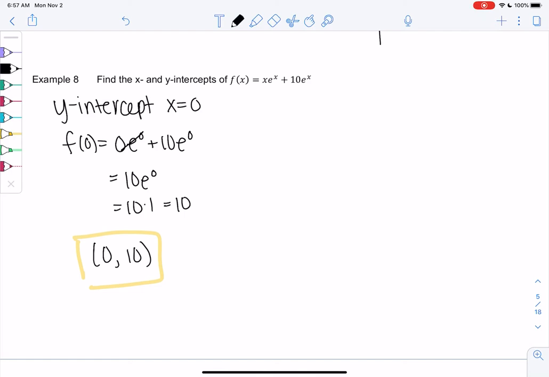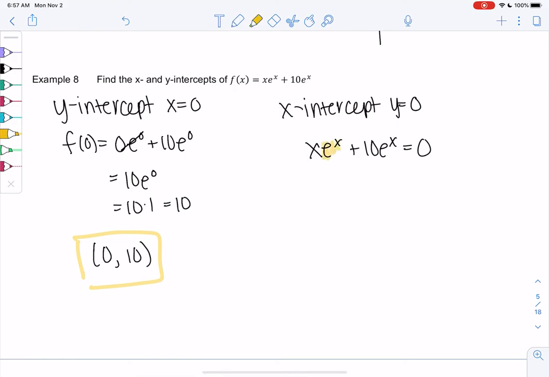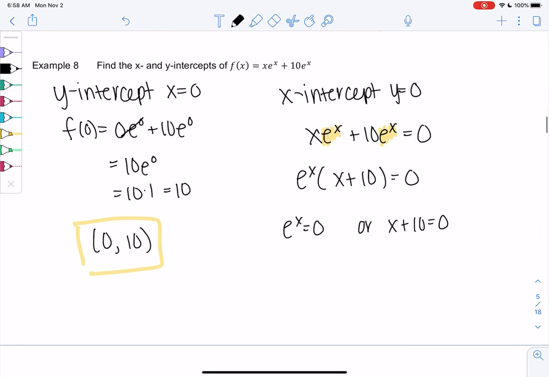And then my x-intercept is a little more work, so we'll set it equal to 0. x e to the x plus 10 e to the x equals 0. We probably have no idea how to solve this, but I do notice that e to the x is in common. So that means we can factor that out. So e to the x times (x plus 10). And then we can just solve those individually, just like other factoring problems. So we can say e to the x equals 0, or x plus 10 equals 0. And we actually just learned that e to the x never equals 0.